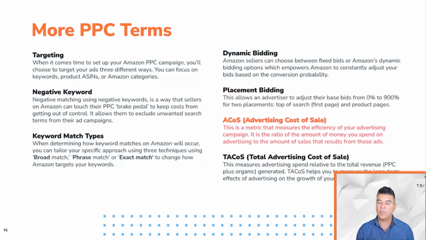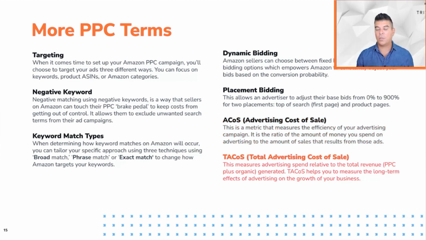ACoS is just the advertising cost of sales. This is an Amazon-specific term. It's very similar to ROAS. It's just the inverse of that. But this is just a general metric that measures the efficiency of your campaigns. And it's basically the ratio of spend on the advertising to the amount of the sales that result from those ads. So it's advertising spend divided by PPC sales.